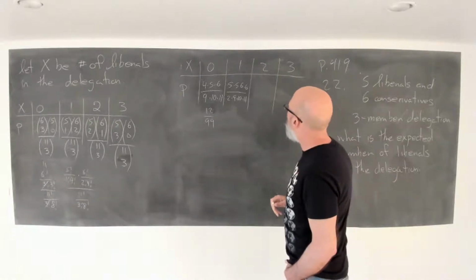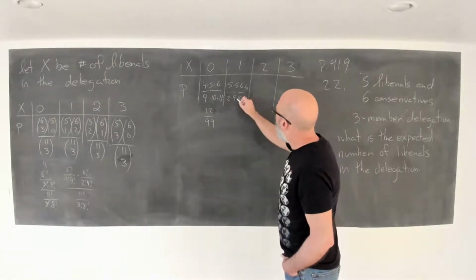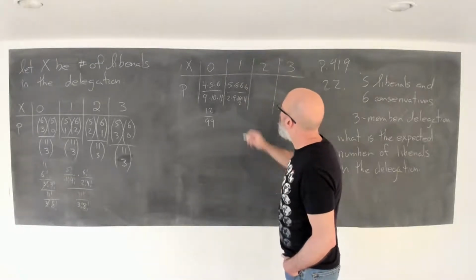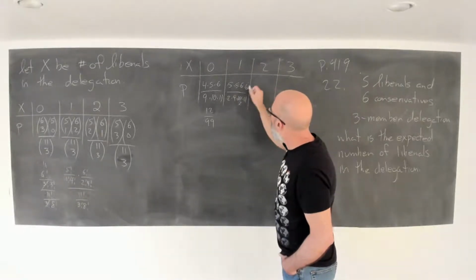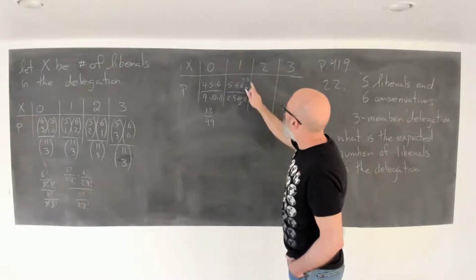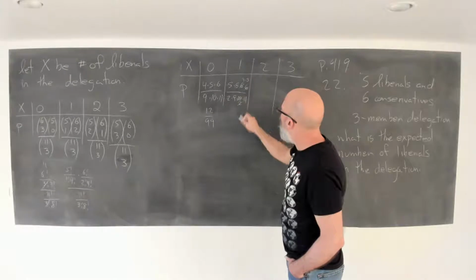And what about this? This and that cancels to give us a 2. These two 2's cancel to give us 3 and 3. So this is 30 over 99.